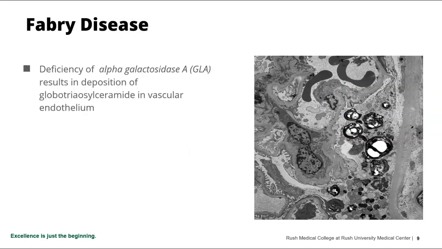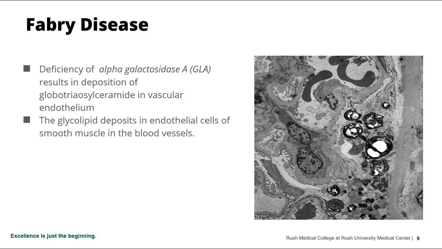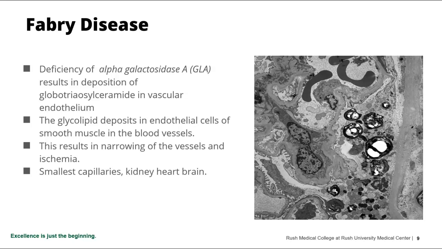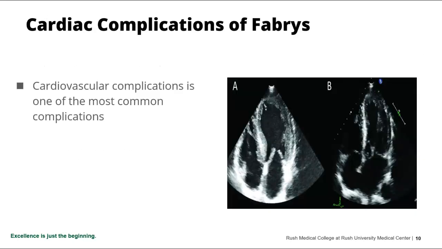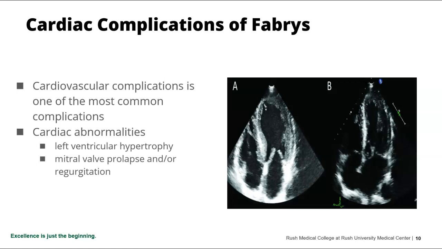So as I was saying, the deficiency of alpha-galactosidase A results in deposition of this big chemical called globotriaosylceramide. Again, it's a glycolipid in the vascular endothelium. It obstructs these small capillaries, and this results in narrowing of the vessels and ischemia, as I showed you in the earlier slide. The smallest capillaries are in the kidney, heart, and brain, and this is why we have so many symptoms early. Cardiac complications are one of the most common complications, and what we get is left ventricular hypertrophy, mitral valve prolapse, and regurgitation.